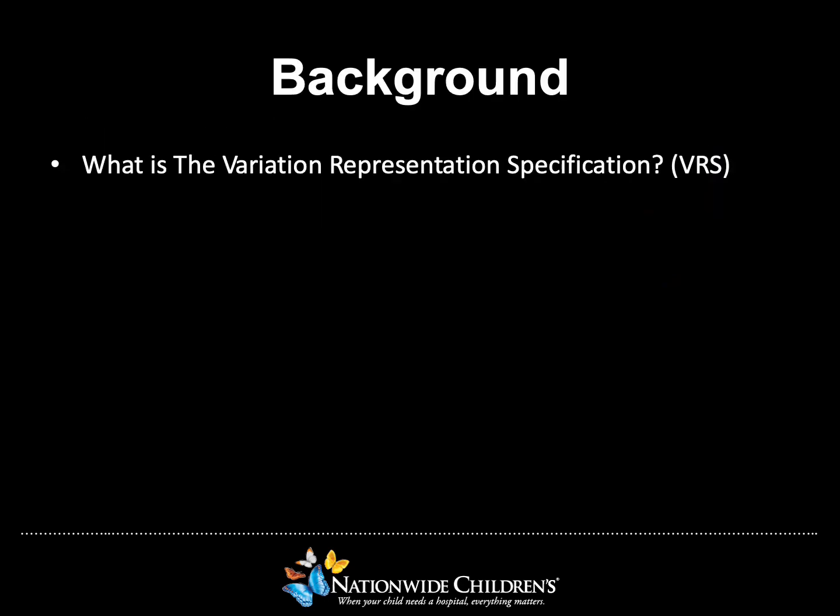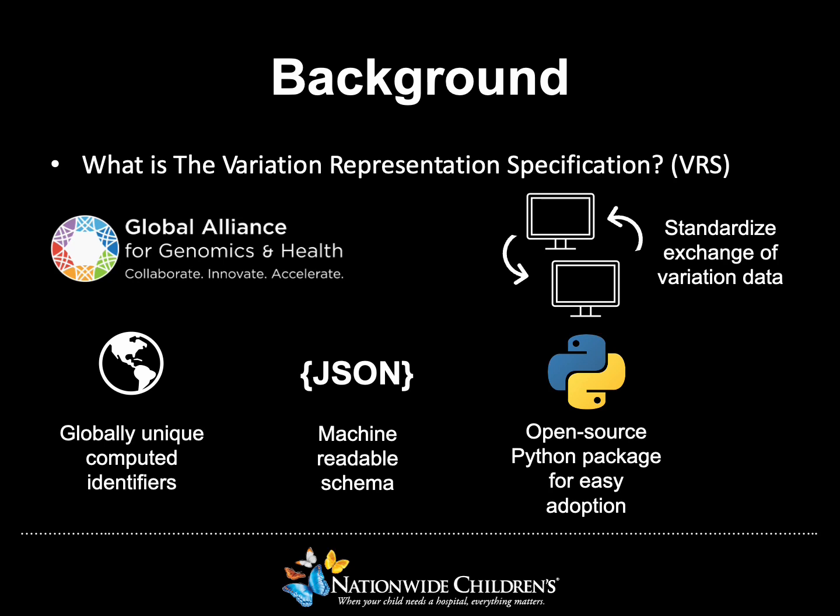To get started, let's cover what the Variant Representation Specification, commonly referred to as VRS, is. VRS is a specification developed by the members of the Global Alliance for Genomics and Health for the standardization of the exchange of variation data. It suggests an algorithm for computing globally unique identifiers to promote consistent variation representation and sharing. Its current implemented schema supports JSON, which is a common machine and human-readable schema. And eventually, VRS will support additional schema types such as XML, OpenAPI, and GraphQL.